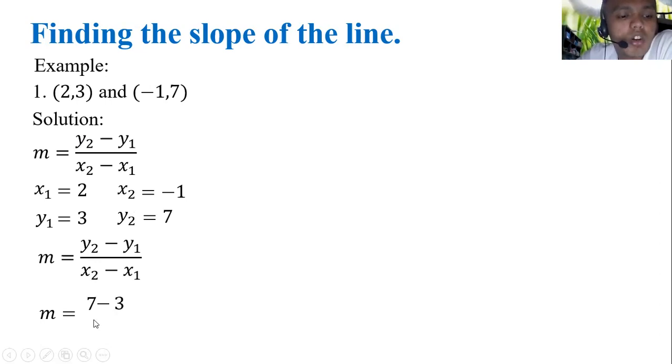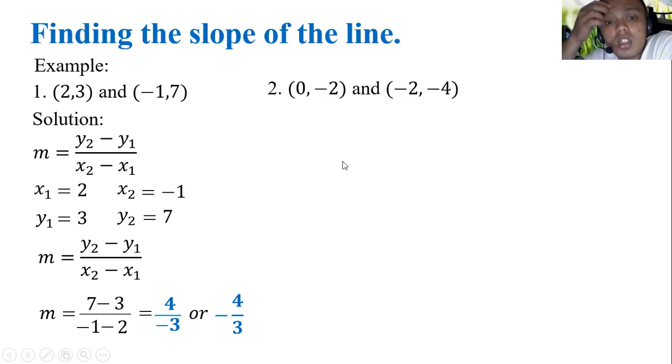Substitute your y sub 2 as 7, minus your y sub 1 as 3, all over your x sub 2 here is negative 1, minus your x sub 1 here is 2. Then subtract natin: 7 minus 3 is equal to 4. Then negative 1 minus 2 is equal to negative 3. Okay? Then the slope of the line here for (2, 3) and (-1, 7) is negative 4/3. Dito, may negative sign sa denominator, ililipat natin yan sa taas or kaya dito.